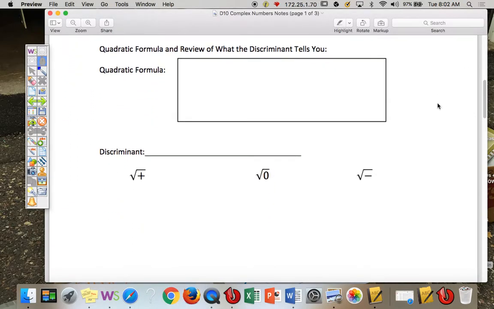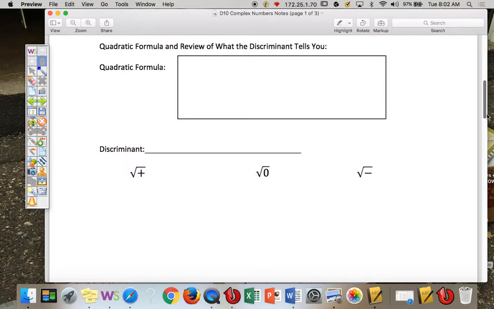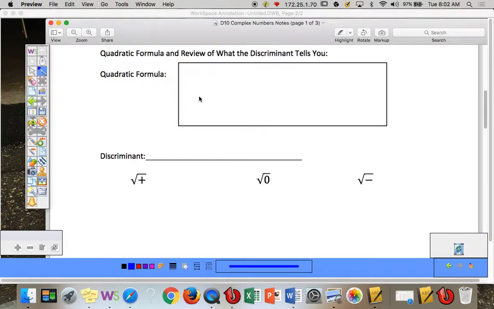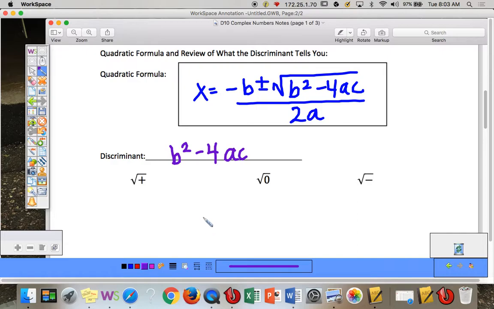All right, so first of all, before we get into complex numbers today, which is a way to still solve without finding the real solutions, let's review quadratic formula. It's x equals opposite b plus or minus the square root of b squared minus 4ac all over 2a. And the discriminant is that thing under the square root sign, b squared minus 4ac.